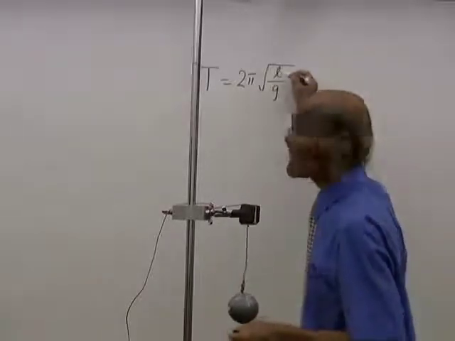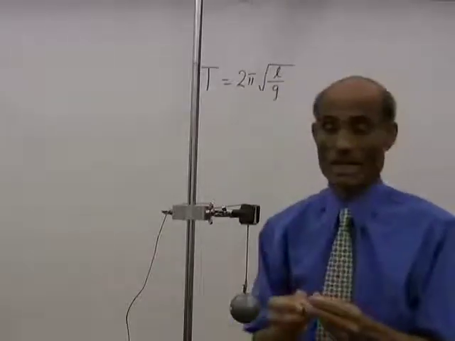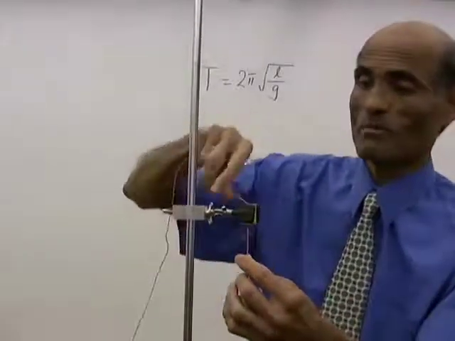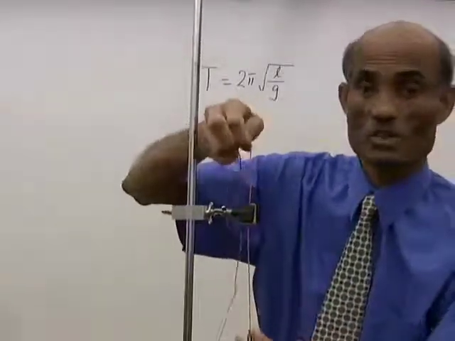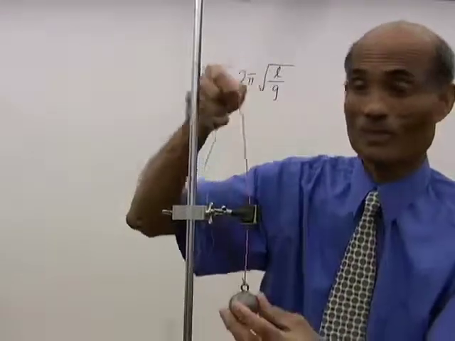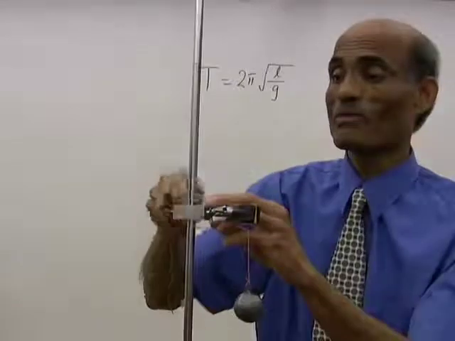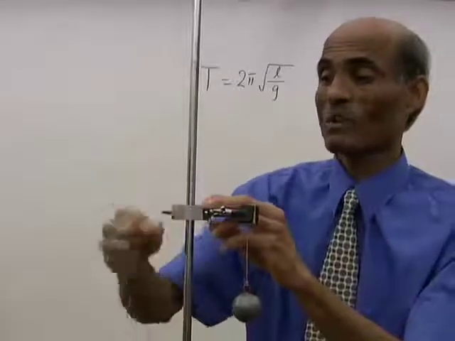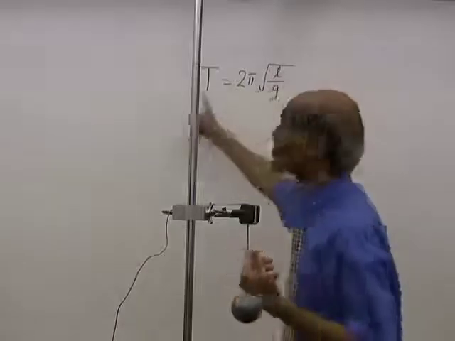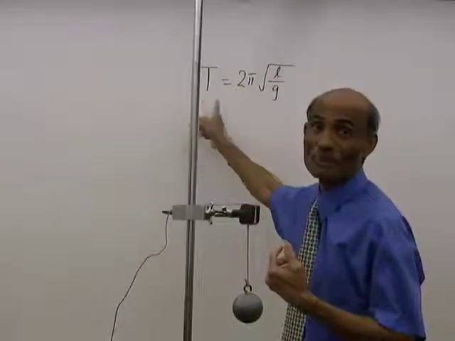We will change the length of the pendulum. The length of the pendulum can be changed. You can see I have got a big length here. I can change the length of the pendulum by any amount. So that will be one variable. We'll change the length of the pendulum, and of course when you change the length, the period will change.